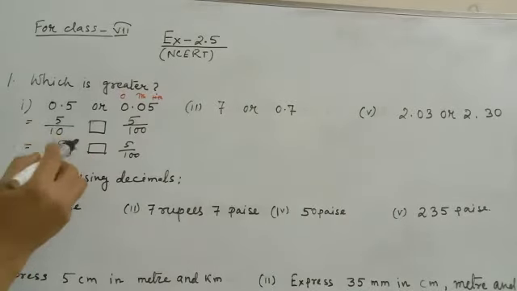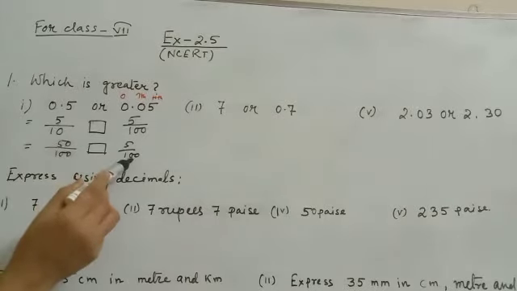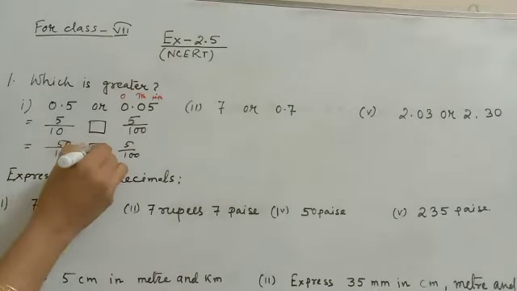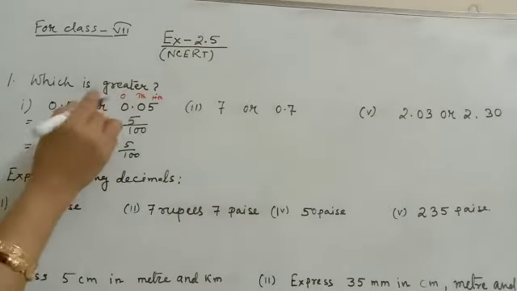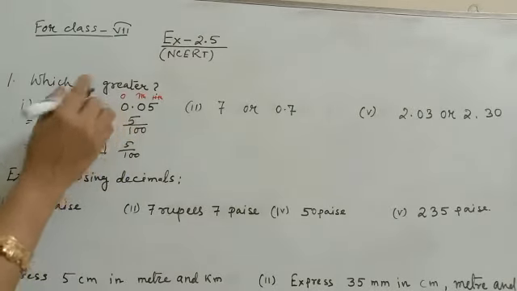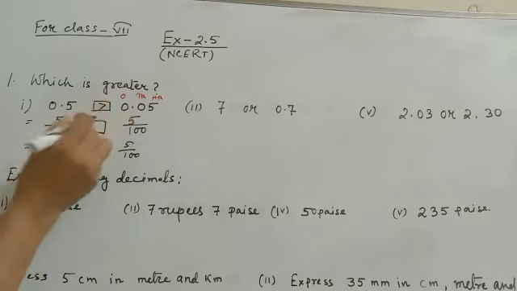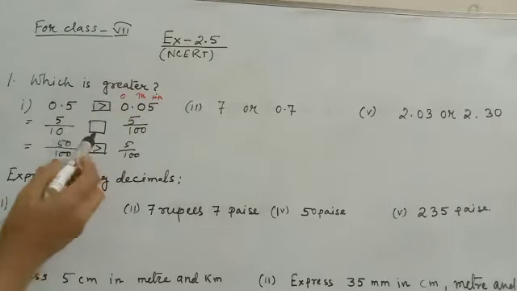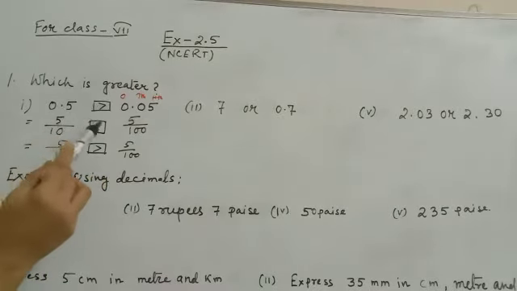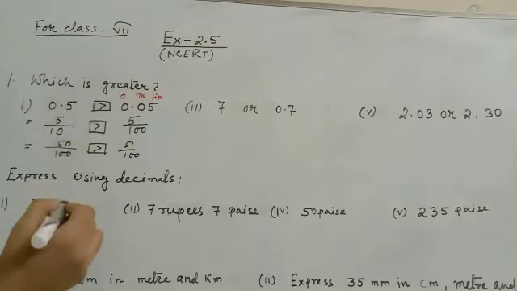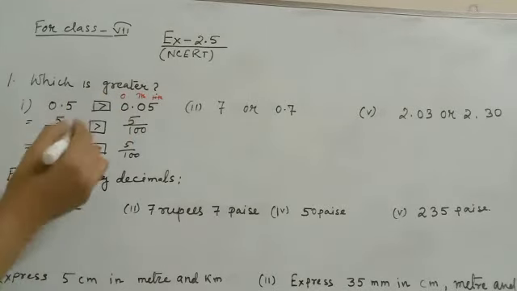Now you compare which one is greater. It is 50 out of 100 and this is 5 out of 100. So automatically this one is greater. As this one is greater, you can write 0.5 is greater than 0.05. Many ways are there, you can think in this way, so you can explain the sum, which one is greater.